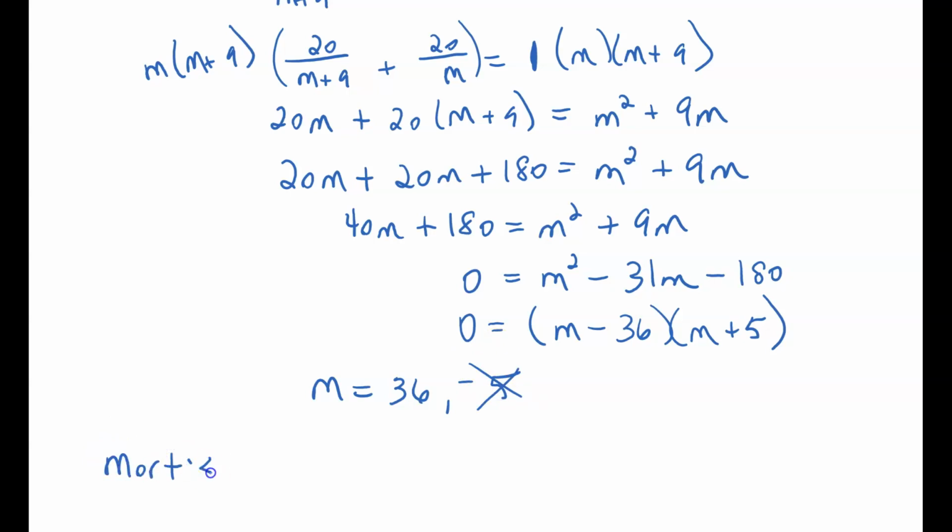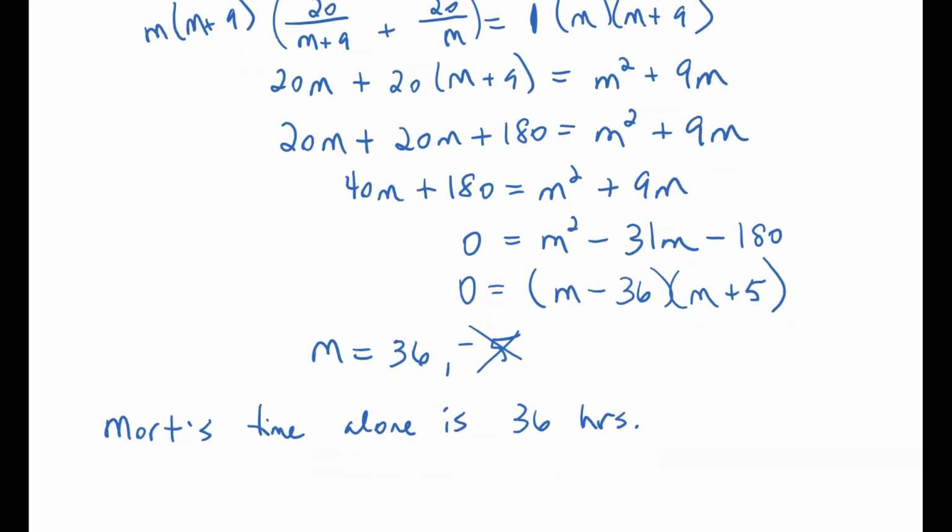So Mort's time alone is 36 hours, which means what is Red's time alone? And we get that from doing 36 plus 9.